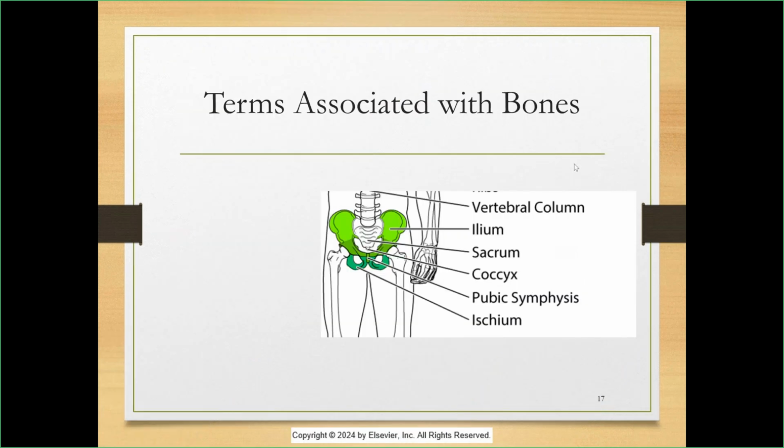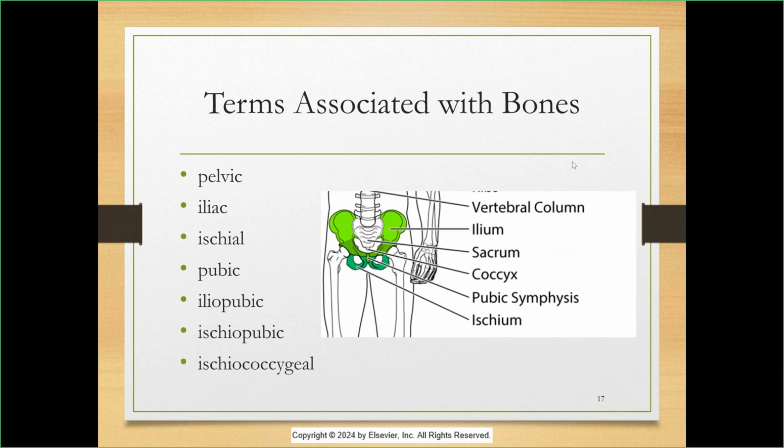Pelvic pertains to the pelvis. Iliac relates to the ilium. Ischial stands for the ischium. Pubic refers to the pubis. Iliopubic relates to the ilium and pubis. Ischiopubic refers to the ischium and pubis. Ischiococcygeal pertains to the ischium and coccyx.